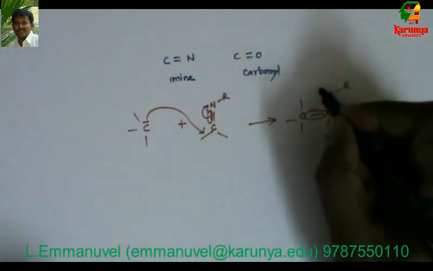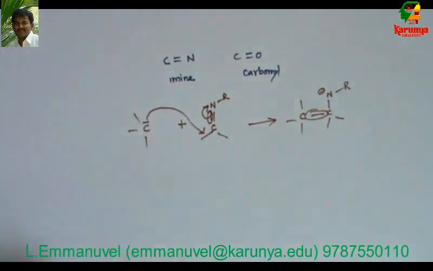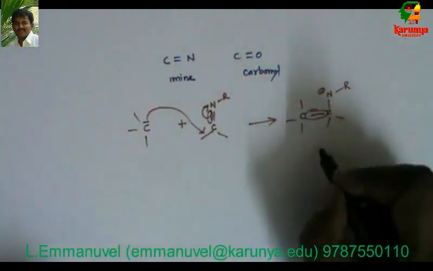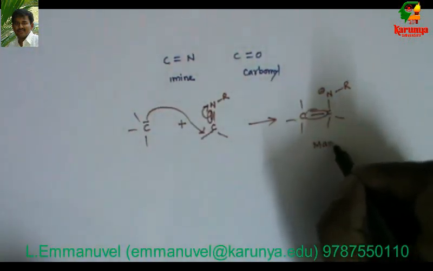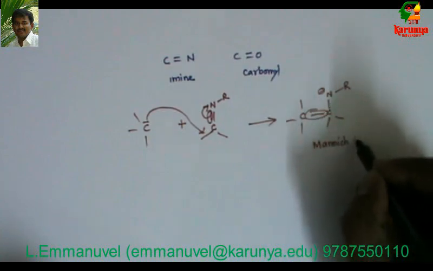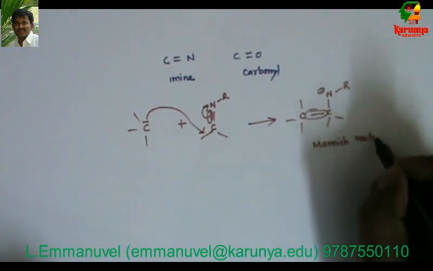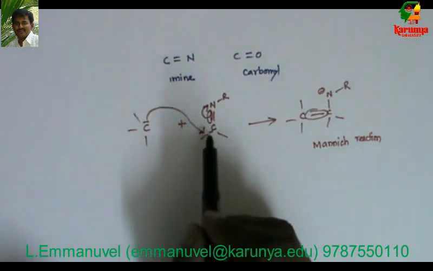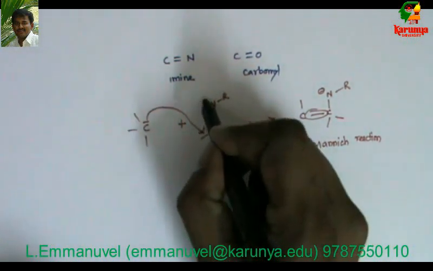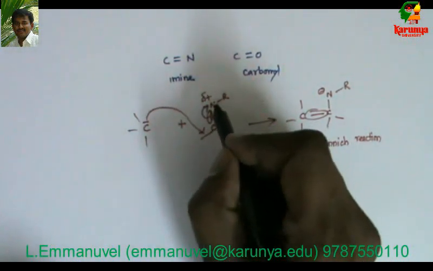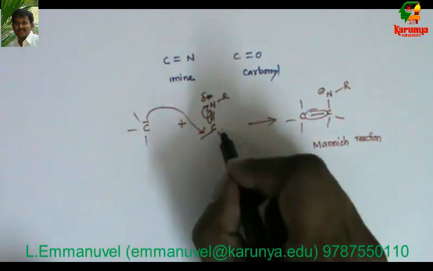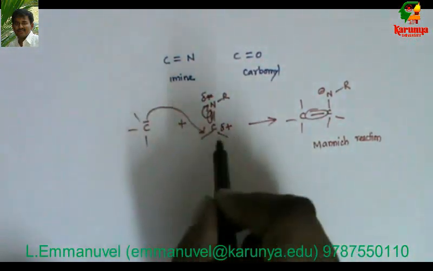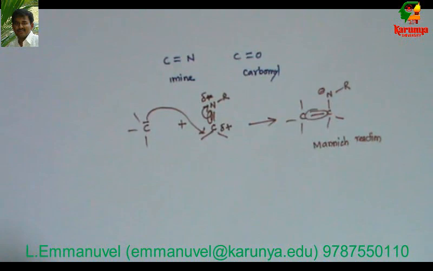Further, this may take a proton and it will become NH. This reaction is known as the Mannich reaction. Imine is formed because of the higher electronegativity of the nitrogen atom. There is a delta plus on carbon that is attacked by the carbanion. That is called the Mannich reaction.